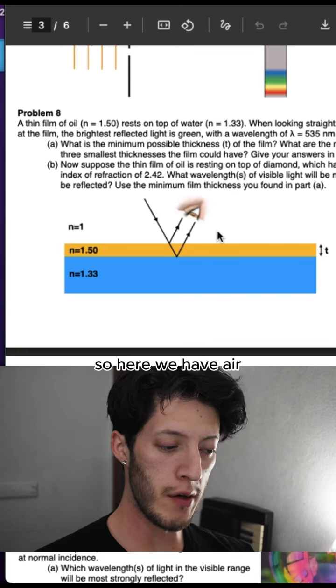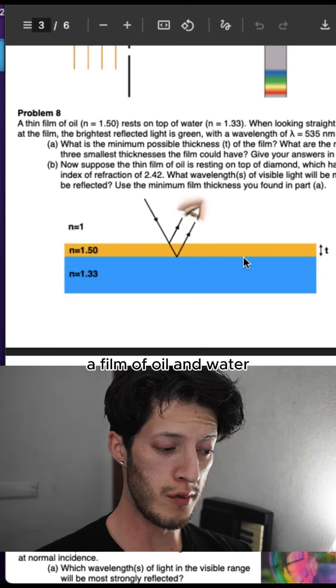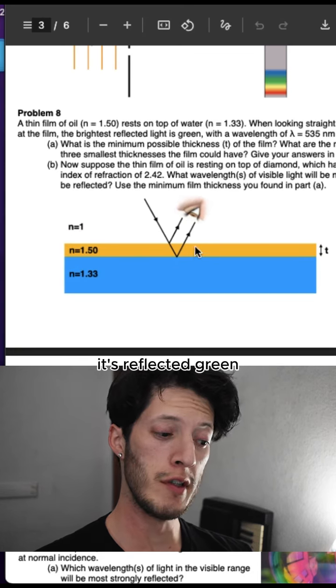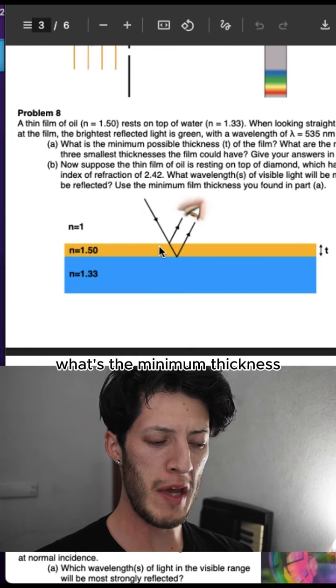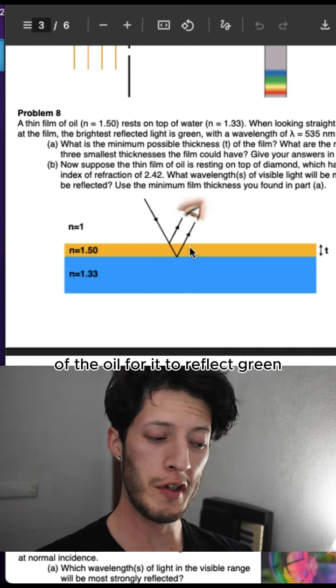So here we have air, a film of oil, and water. When you put your eye here, it's reflected green. So we just want to find out what's the minimum thickness of the oil for it to reflect green.